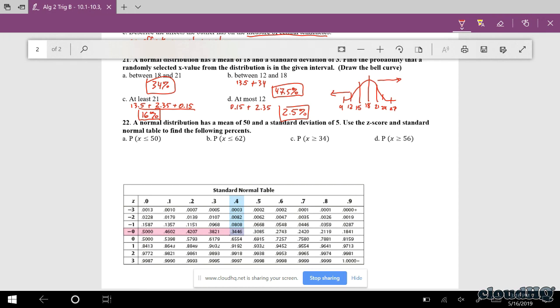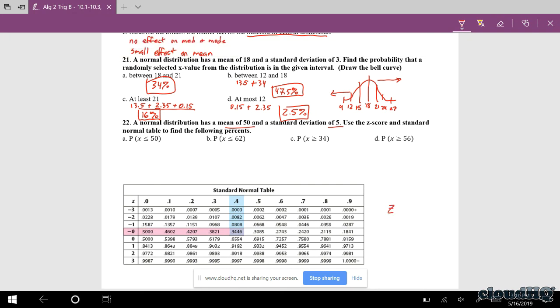Now we need to use z-score. We have a mean of 50, a standard deviation of 5. Remember our z-score formula, I'll write it down here, is your number minus your mean divided by your standard deviation. So here I have to take 50 minus the mean of 50 divided by the standard deviation of 5. That's going to be a 0. So we have a z-score of 0.